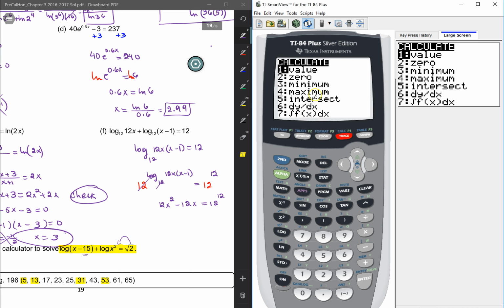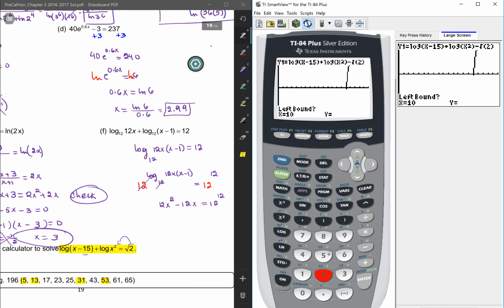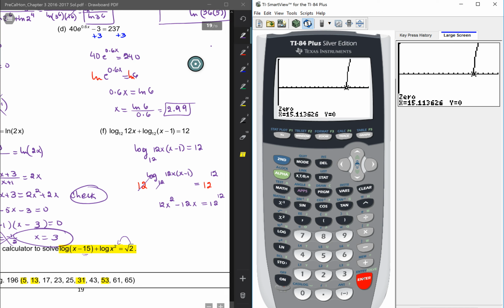Second calc, 0. Now it says, where is your left bound? Well, I'll take you to my left bound. Let's see. Going there, past it. There we go. That's my left bound. Right bound, good enough. You want me to guess? Sure. There it is. That's my 0 at x equals 15.11. And the way I'd like you to write it is 15.11, comma 0. Now, that was one way that we could have solved this, okay?